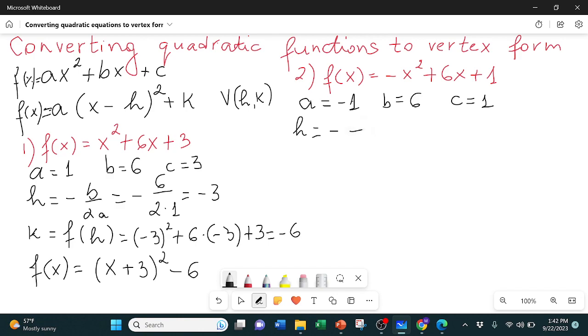Again, h is negative b over 2a. So in this case, negative b is negative 6 over 2 times negative 1. a is negative 1. So the answer here will be 3.